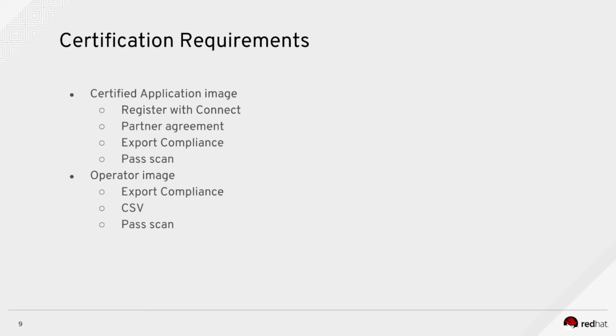Certification requirements. A certified operator needs a certified application. So here's a quick overview of the certification requirements for both. For a certified application, a partner will need to register with Connect, agree to the partner agreement, fill out an export compliance questionnaire, and make sure that the image passes the Red Hat scan. The operator image itself will need to do the same, but the operator image will also require a CSV file, which is literally a metadata file that needs to be included in the listings in the Kubernetes marketplace.